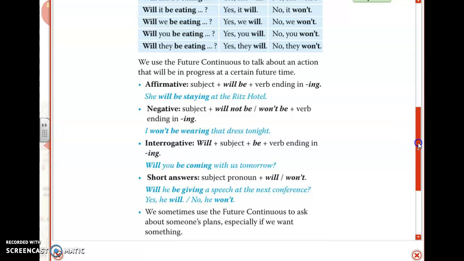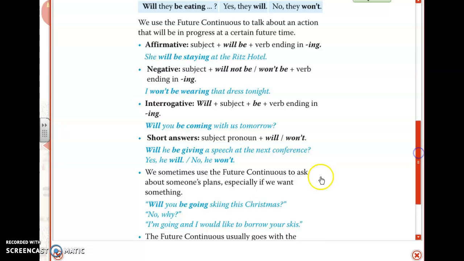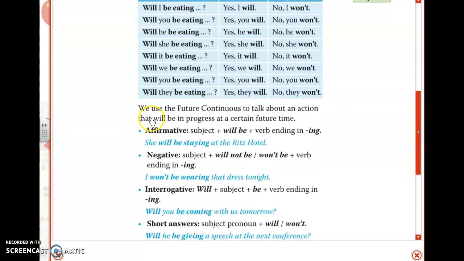Sometimes we can also use this tense, the future continuous, to ask about somebody's plans because we want to ask something, we want a favor. You will make this question, will you be going skiing this Christmas, expecting them to invite you? Or will you be going to the shopping center on Sunday? You're expecting they will say yes, and oh, I'll go with you. Or please, can you take me with you? But going back to what I said before, the main use of the future continuous is to express an action that will be happening at a specific time in the future.